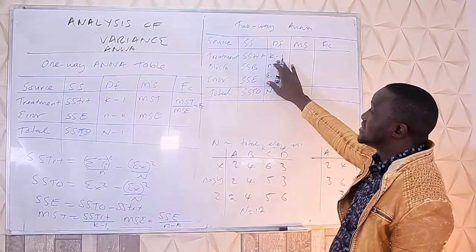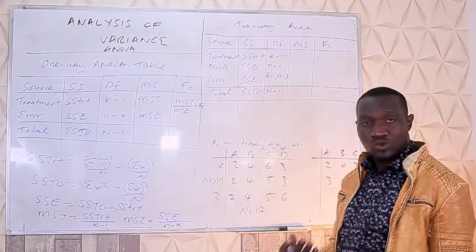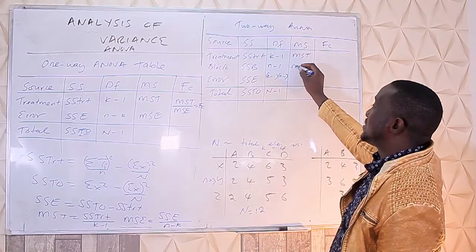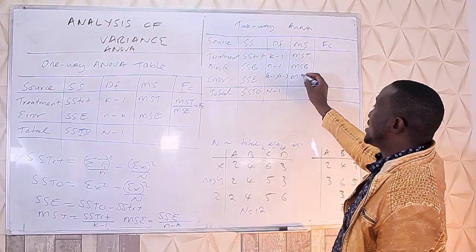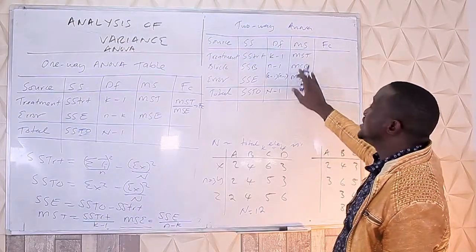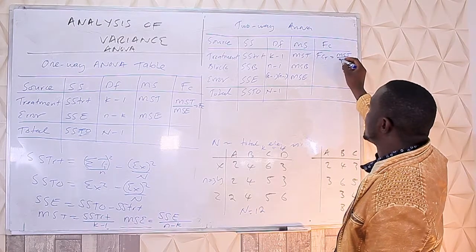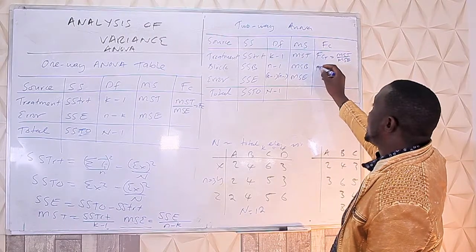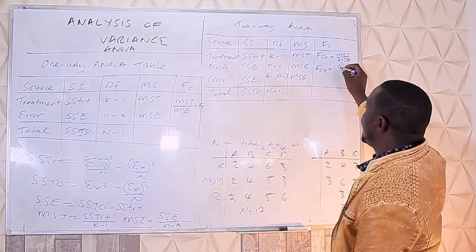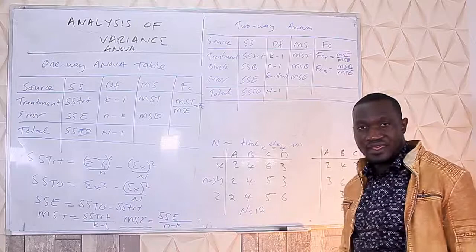So when we divide the degree of freedom for the treatment into the sum of square for the treatment, what we get is called our mean square treatment. This is our mean square block, and this is our mean square error. So we're dividing the mean square error into each of them to get the F calculated for the treatment. As well, to find the F calculated for the block, we simply divide the mean square block over the mean square error.